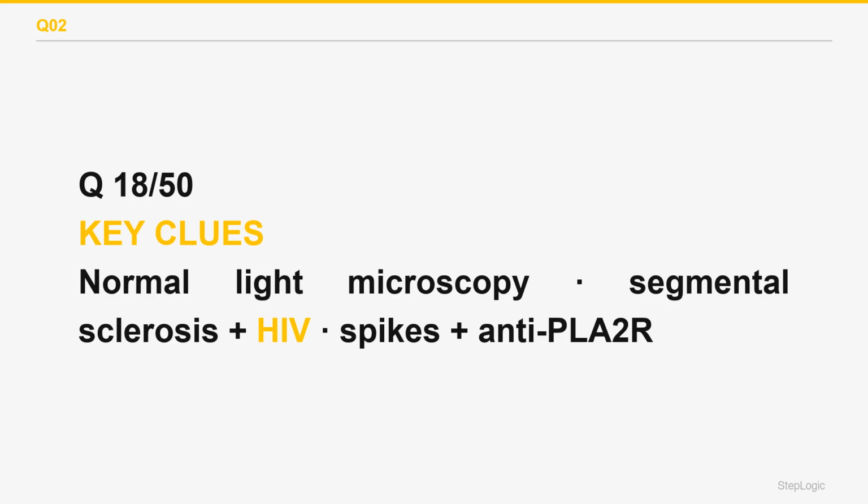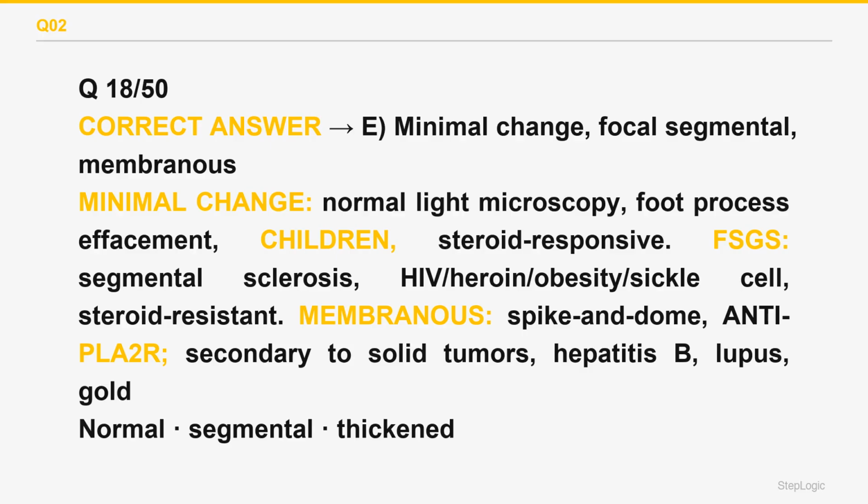Which choices A, B, and D each scramble? The correct answer is E. The secondary associations of membranous nephropathy are what make it more than a histologic label. It can be the presenting manifestation of a solid tumor, hepatitis B, systemic lupus erythematosus, or drug exposure, so a new diagnosis in an older adult prompts a search for malignancy.